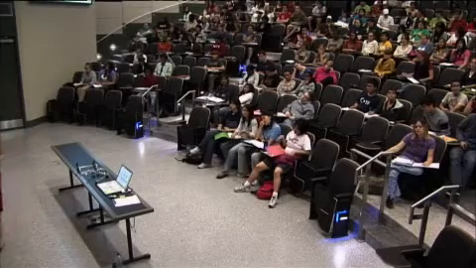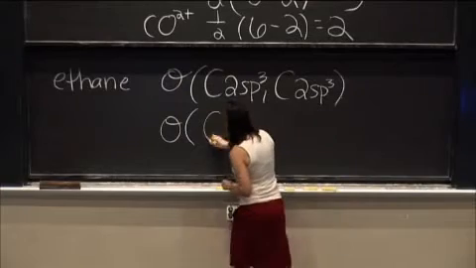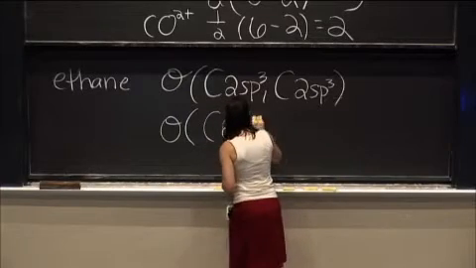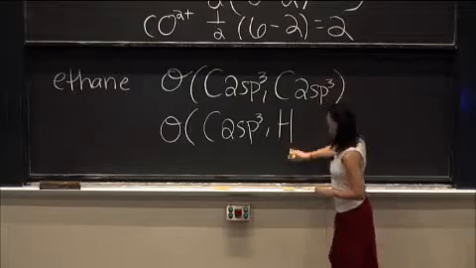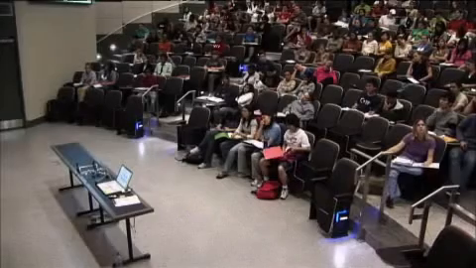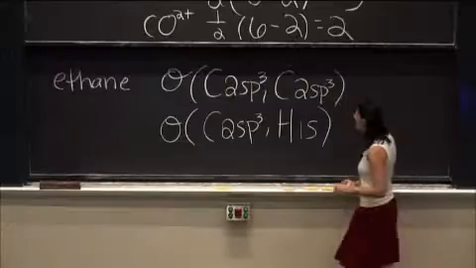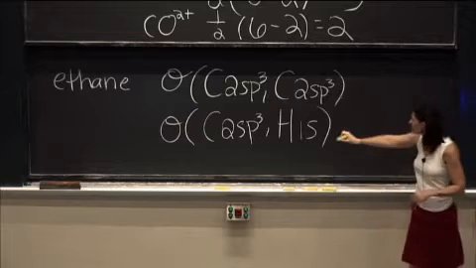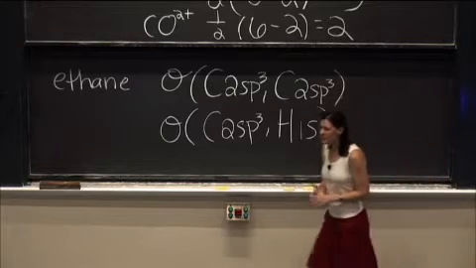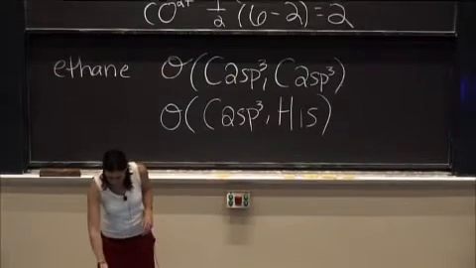Sigma, good. So again, our carbon is going to be 2sp3. And what will our hydrogen be? 1s. We don't have to hybridize it. It already has only 1 unpaired electron in a 1s orbital. All right, so that's how we describe ethane.